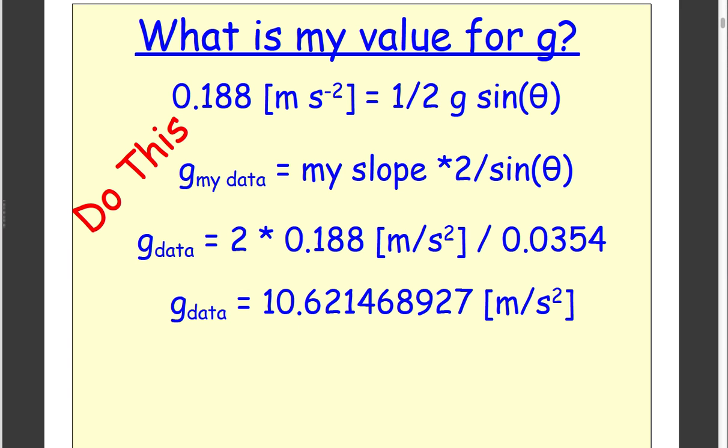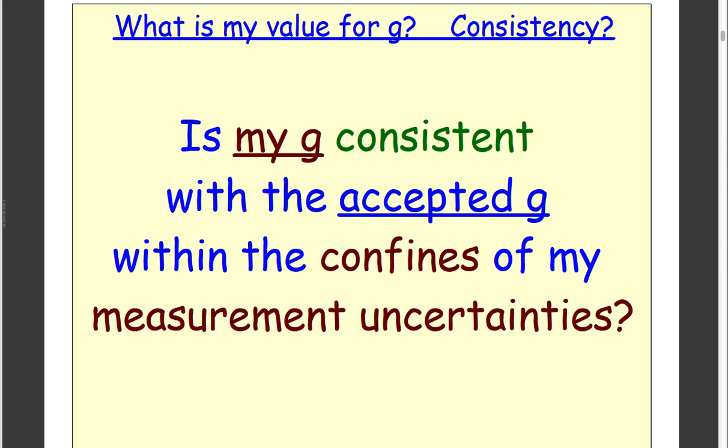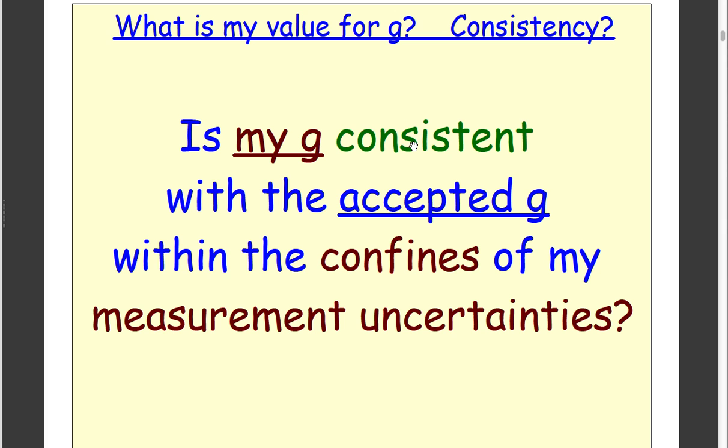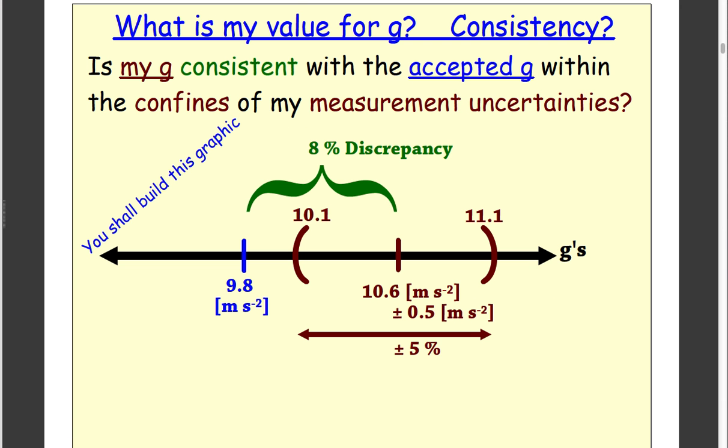Now, we're going to get into that, but first, let's ask the grand question for today. Is my g, and you should substitute that for your g, maybe yours is 9.6 or 11.1, whatever it is, my g consistent with the accepted g within the confines of my measurement uncertainties? What do we mean by that? Let's take a look at a graphic. And by the way, you'll be building this very graphic with your data and with your uncertainties and with your discrepancy. Here's my g sitting at 10.6.